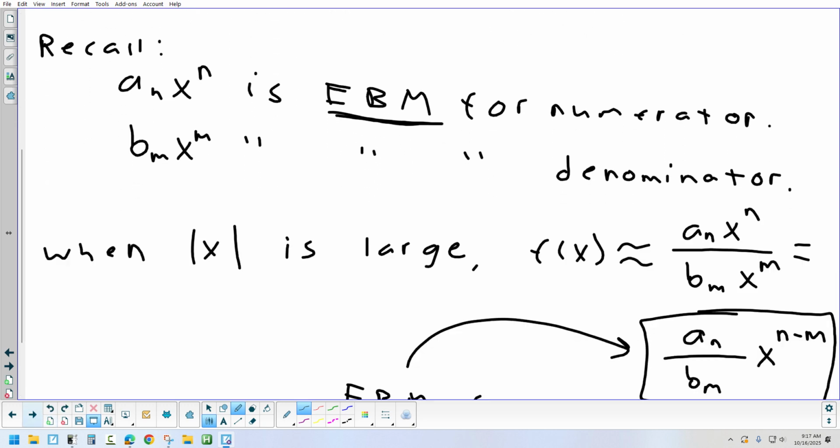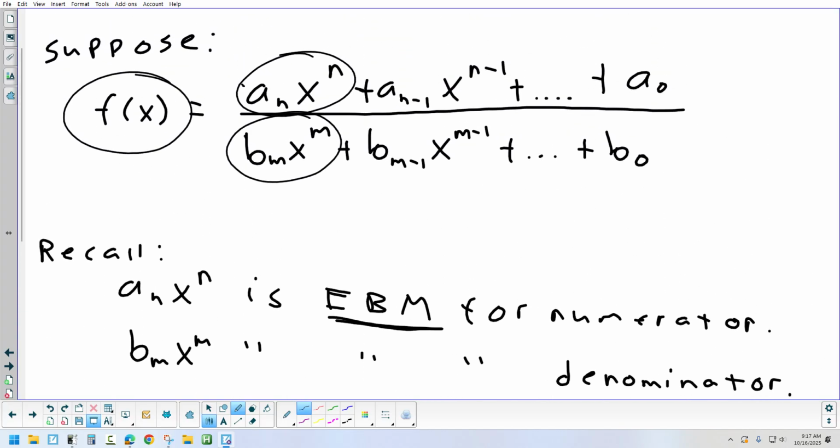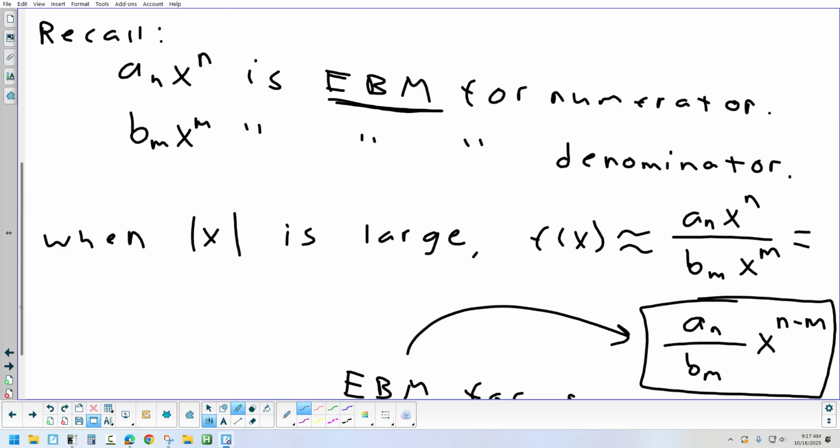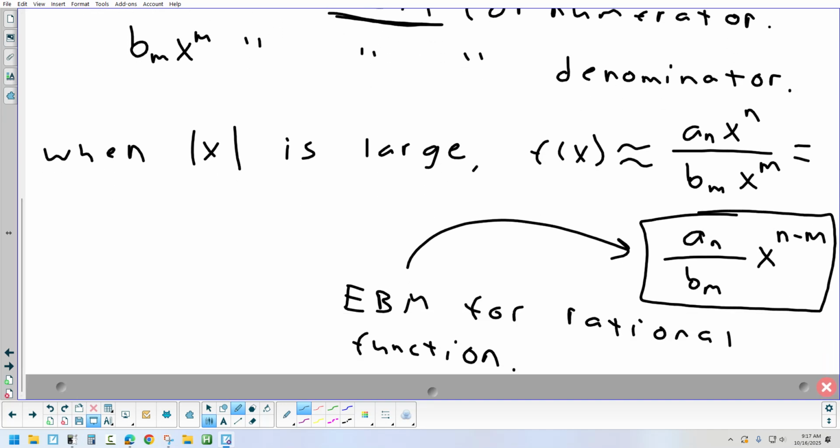And remember, because you're dividing and using the same variable, you're going to have to subtract your exponents. So like if you have x to the 5th divided by x squared, we should be writing that as x cubed. Okay. And then the coefficient that goes in front is the coefficient of the EBM from the top divided by the coefficient of the EBM in the bottom. And that's the EBM for the whole thing.